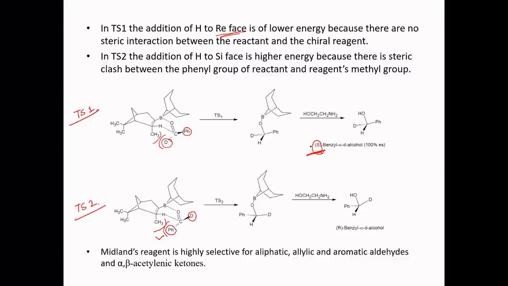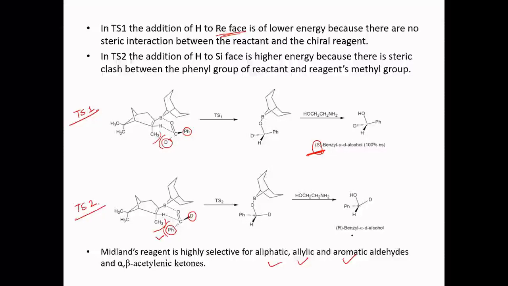Okay, इसके पूरे transition state में how your ligand is approaching, sorry, this is not ligand, this is reagent, how your reagent is approaching your carbonyl group, that will decide the stereochemistry of the reaction. Okay, यहाँ पे Midland catalyst जो है वो बहुत selective है. It is used for aliphatic or allylic or aromatic aldehyde and ketone.